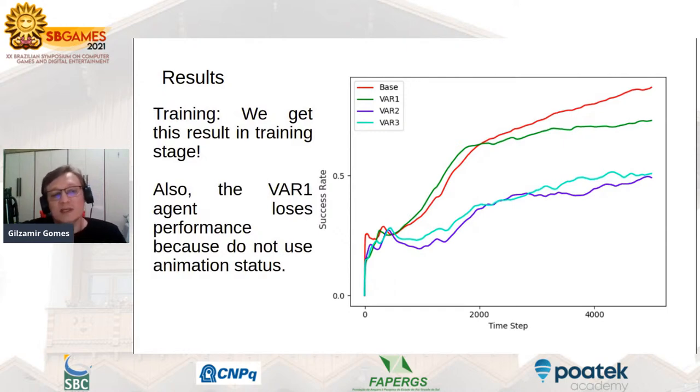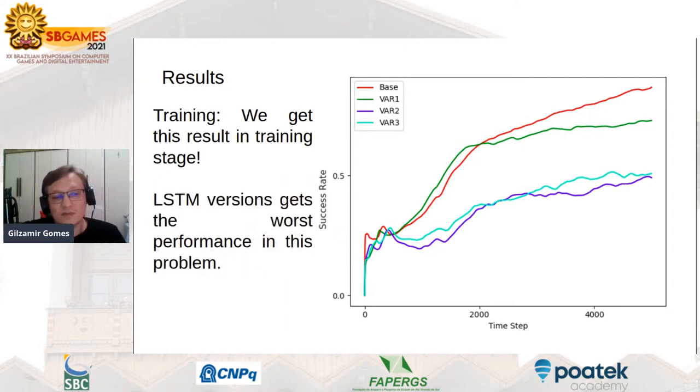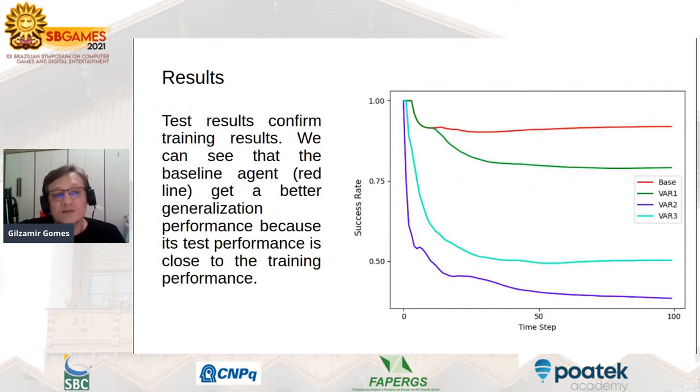Also, the variant one agent has lower performance because it does not use animation status. Long short-term memory versions get the worst performance in this problem. Test results confirm training results. We can see the baseline agent, the red line, gets a better generalization performance because its test performance is close to the training performance.